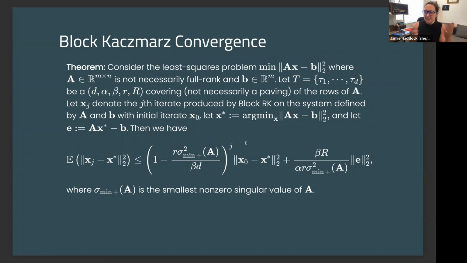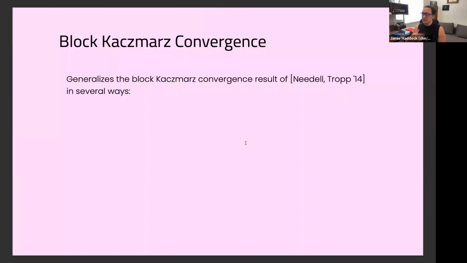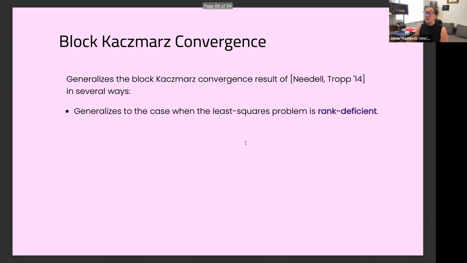Okay, so I'm leading us to this application to the average consensus problem, where we're going to want to show convergence of the nodes' secret scalar values to this global average, which we can do. But I just want to highlight that this result by itself might be interesting for other applications. There's a typical result from 2014 of Needell and Joel Tropp that's very akin to this one, the block Kaczmarz convergence result. But we generalize it in several ways.